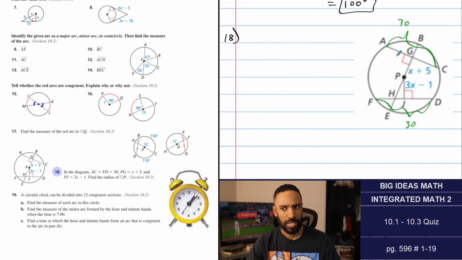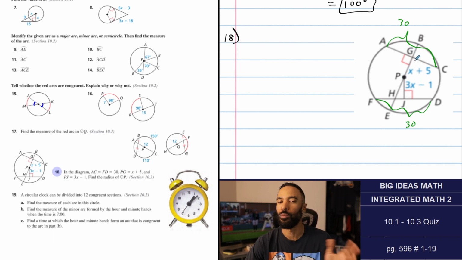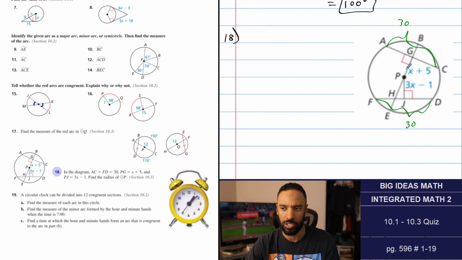When the center's equidistant from two chords, then those chords are congruent. The converse is when two chords are congruent, then the center's equidistant from those chords. I forget which way is the original theorem, I apologize for that. But basically, these two chords are congruent. They're both 30, right? They're equal in length.